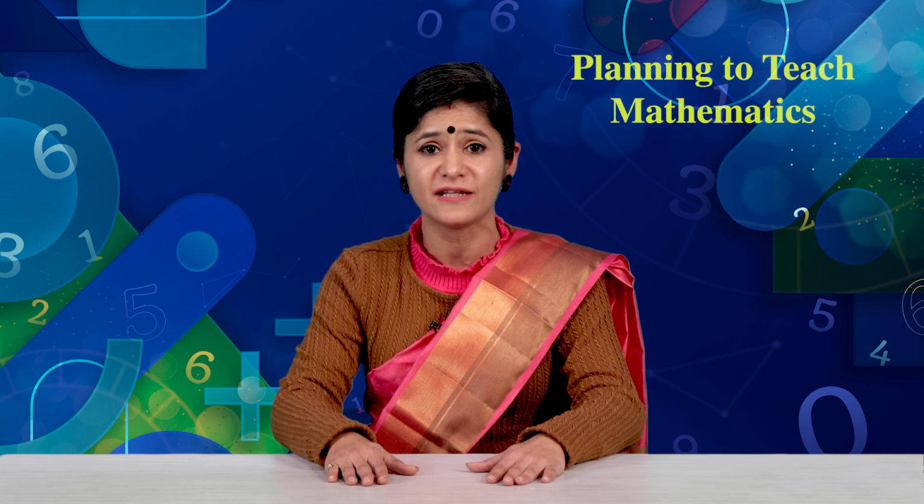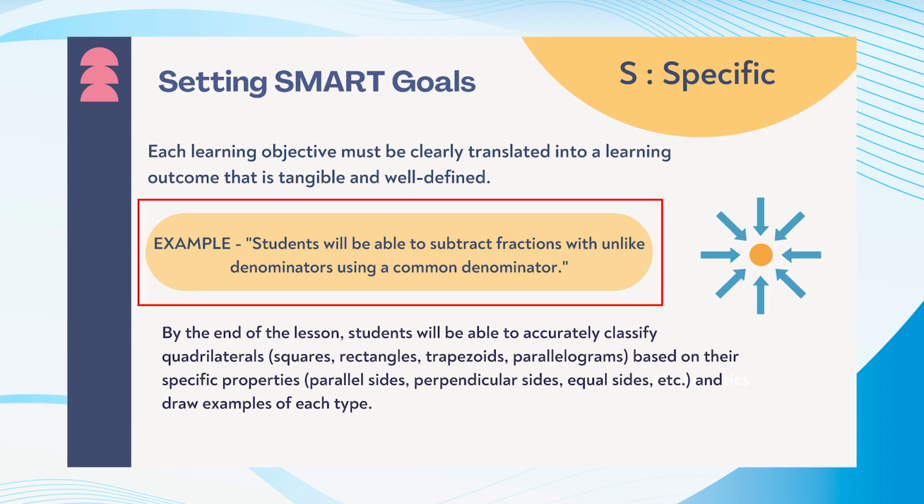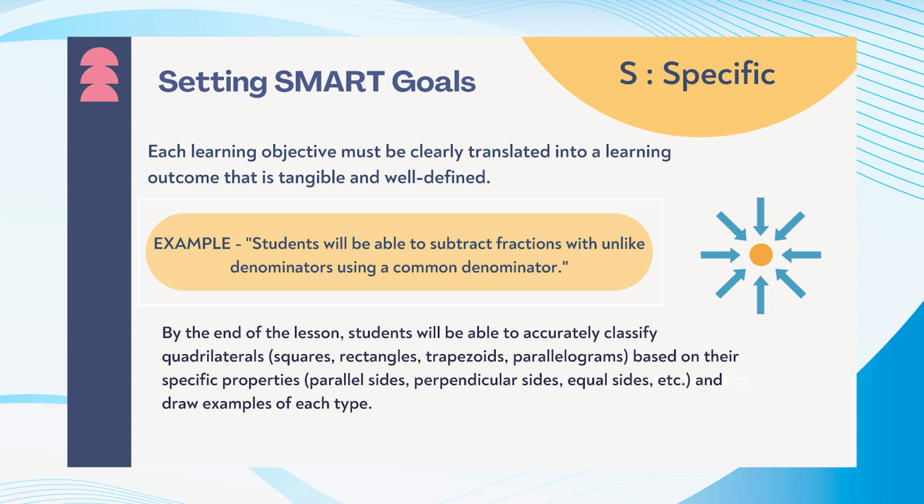Let us see what S stands for in SMART. Each learning objective and outcome we plan should be specific. S stands for specific. Rather than striving for a broad understanding of fractions, for example, it is necessary to be specific, such as students will be able to subtract fractions with unlike denominators using a common denominator.